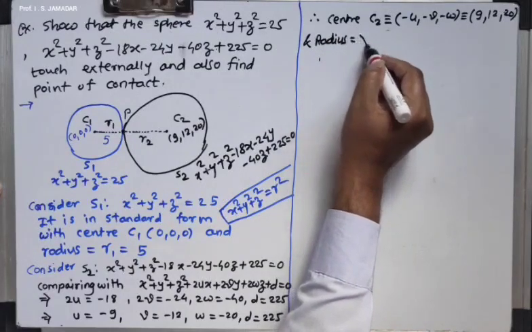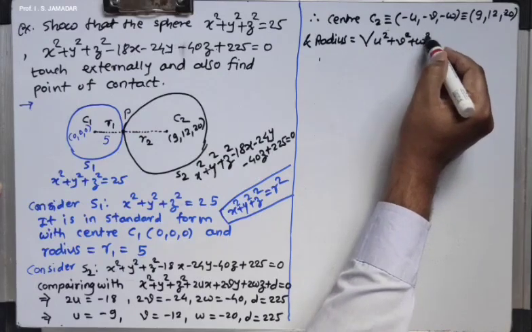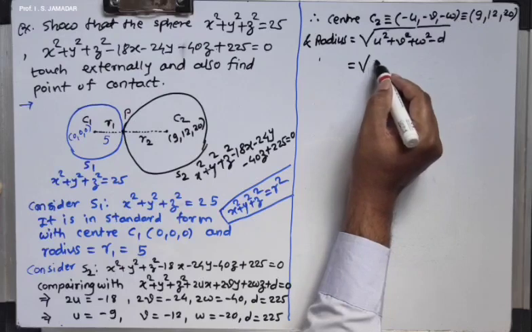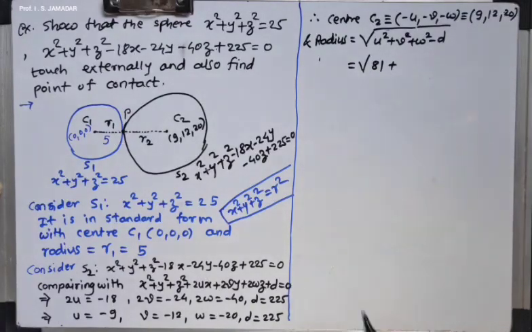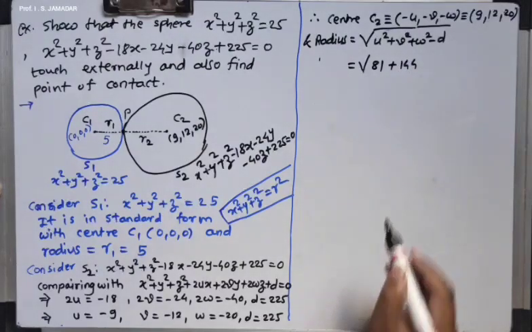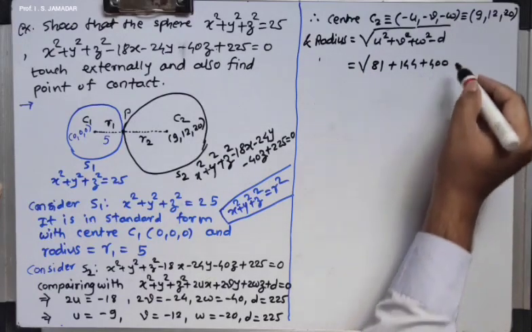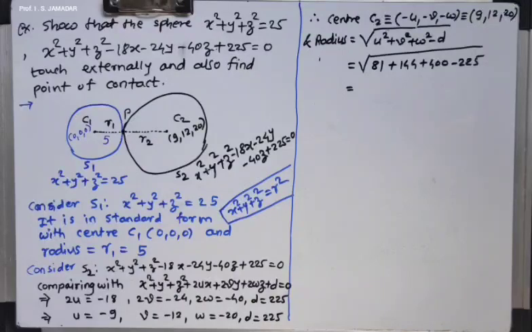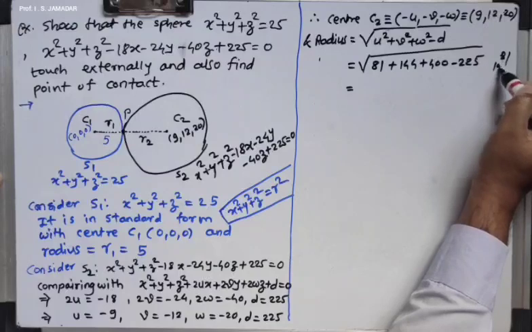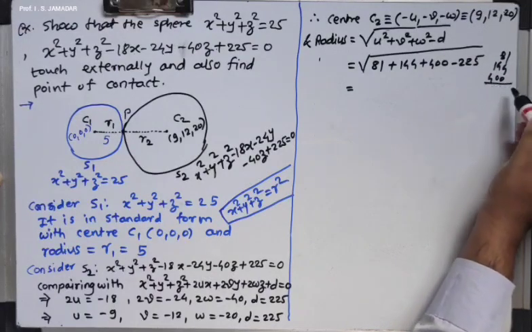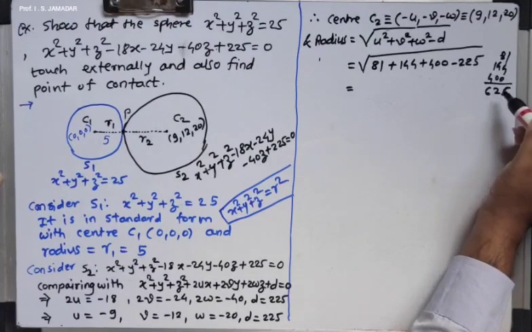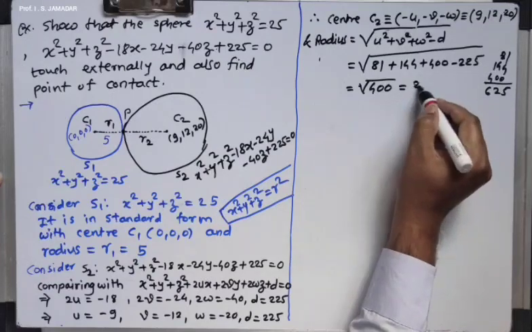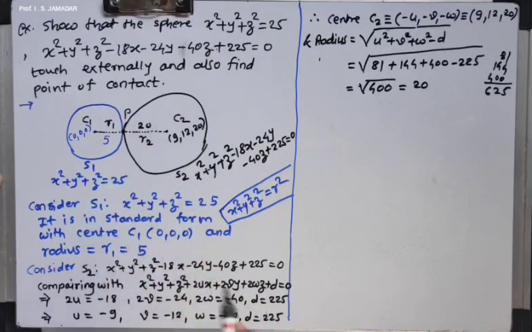radius is equal to under root u square plus v square plus w square minus d, that is under root u square, that is 9 square, that is 81, v square, that is minus 12 square, that is 144, then w square, that is 20 square, that is 400, minus d, that is minus 225. 81 plus 144 plus 400 is 625, minus 225 is 400, so it is under root 400, that is 20, so this radius comes out to be 20, radius R2.